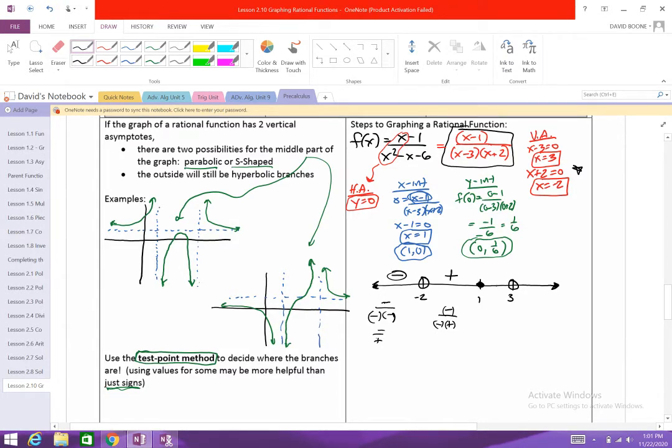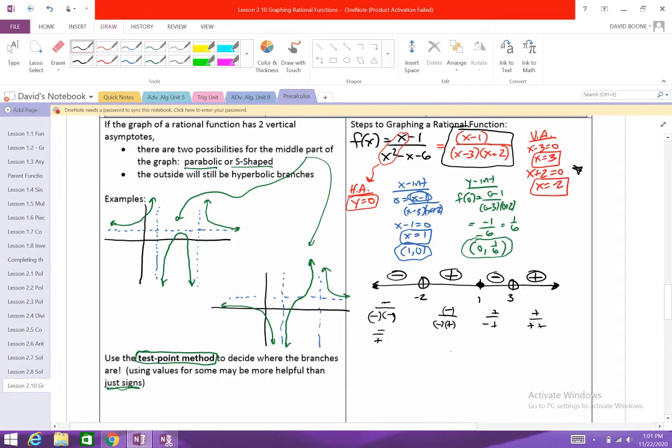Let's pick the number 2 here. So 2 minus 1 is 1. That's a positive number. 2 minus 3 is a negative number. 2 plus 2 is 4, a positive number. So this would be negative in that area. And then here, let's pick the number 4. 4 minus 1 is a positive number. 4 minus 3 is a positive number. 4 plus 2 is a positive number. So this would all be positive. Okay. So in doing all this now, this should help me make my graph.